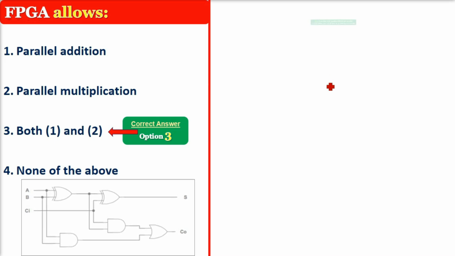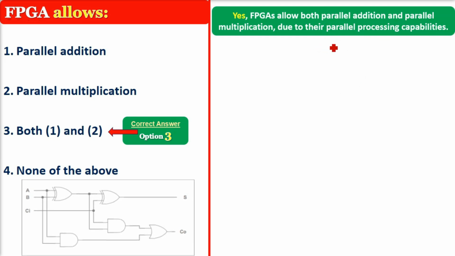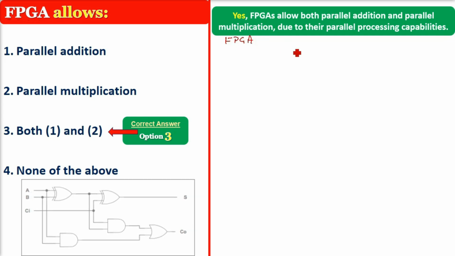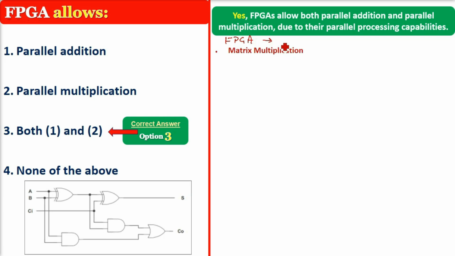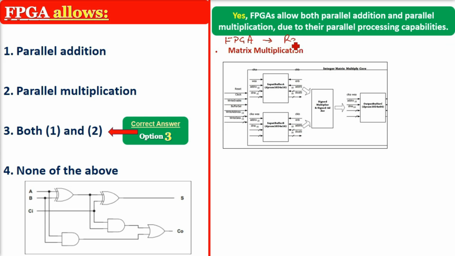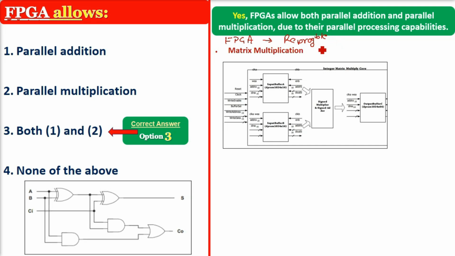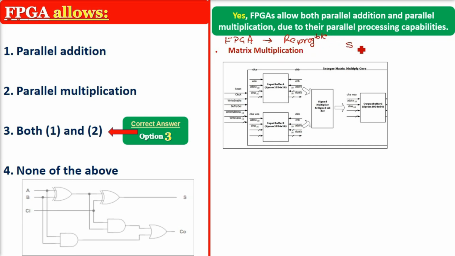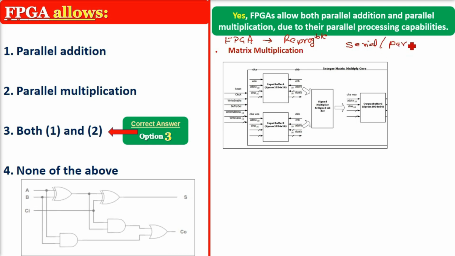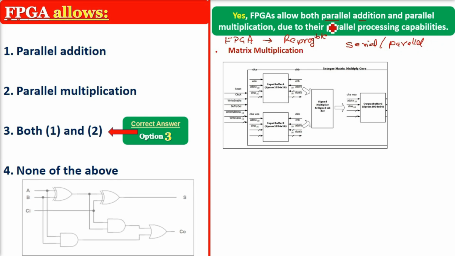An FPGA is a field programmable gate array. This is an integrated circuit that can be reprogrammed to perform specific functions after it has been manufactured. You can also do field programming, because of the FPGA's ability to be programmed in the field after it has been released by Xilinx. This can be serial, this can be parallel. FPGAs allow both parallel addition and parallel multiplication, as they are often used to implement such operations efficiently due to their parallel processing capabilities.